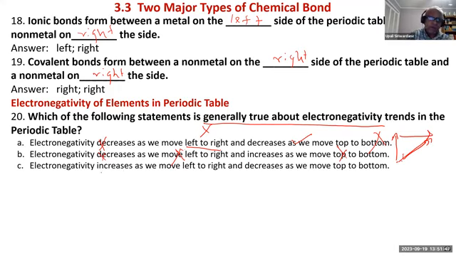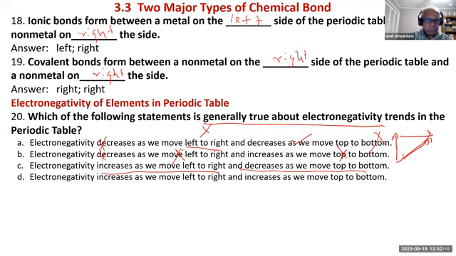Electronegativity decreases as you move from top to bottom. That's a correct statement. Increases from left to right, that's correct. Increases as we move from top to bottom. That's not correct. Incorrect. Therefore, the answer is only C.